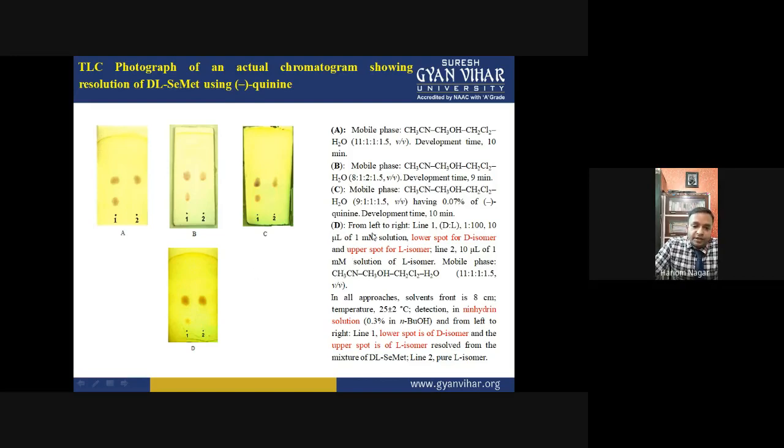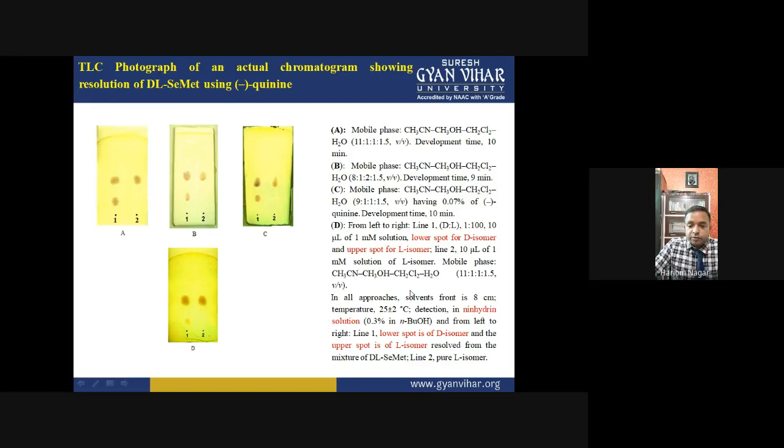In the approach number D, from left to right, so this is not the approach. Actually, we have adopted here only three approaches. Okay? So this D plate is actually for determination of the enantiomeric excess. For example, if one enantiomer is present in excess with respect to the other enantiomer.